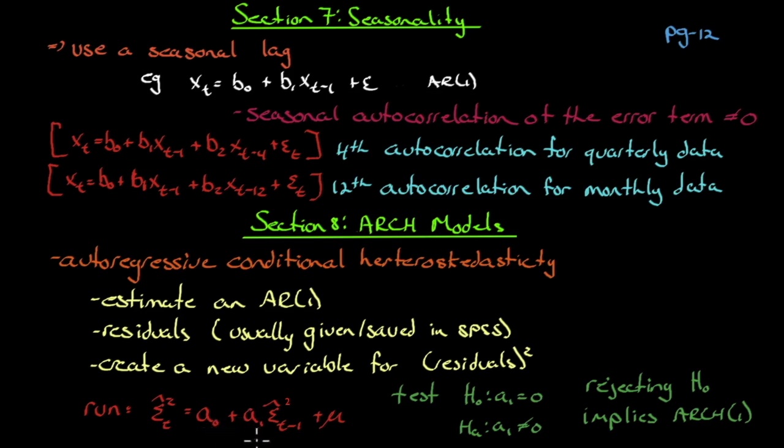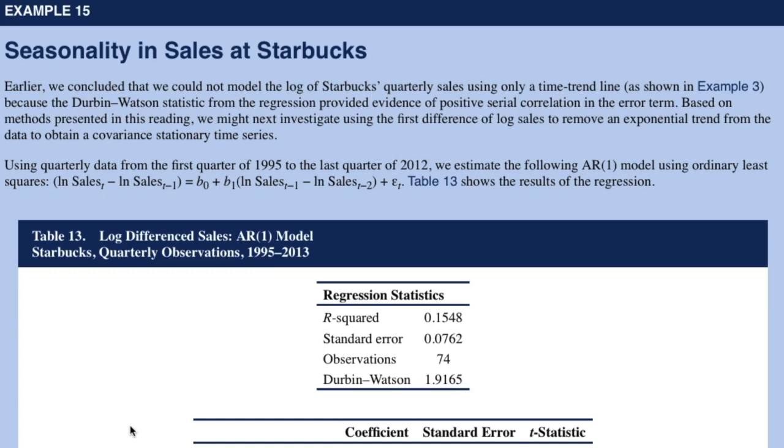This is not part of the output of running an AR1 model. I want to be clear on that. The output of an AR1 model, you can get the residuals. You then have to go back and run a new regression to test A1. You can't just run AR1 and hope to find a test for heteroscedasticity of the error terms out of that. You do have to run a separate regression. So we'll do 2 walkthroughs here. Example 15, seasonality in sales at Starbucks, and we're going to see a quarterly seasonal autocorrelation.